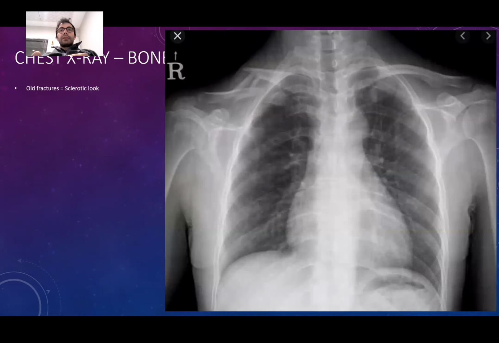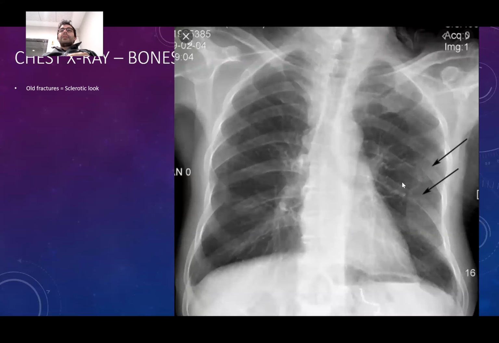And let's have a look at this one. Does anybody see the pathology? I'm giving you 5 seconds. The right clavicle is fractured. Let's try to see something else, because there can be other things in this area. I'm not detecting anything. Okay. Here we have fractures on the left side. Old fractures look like this.